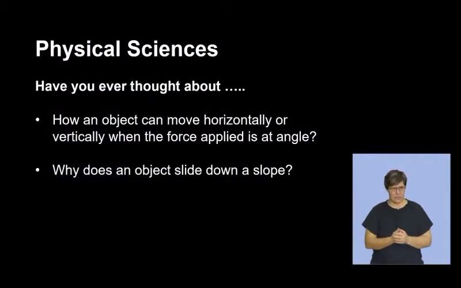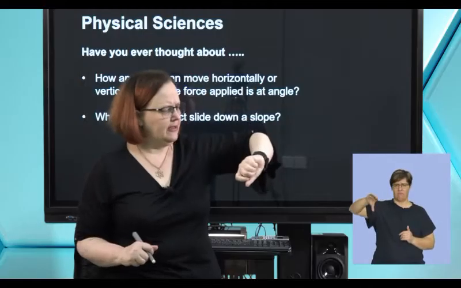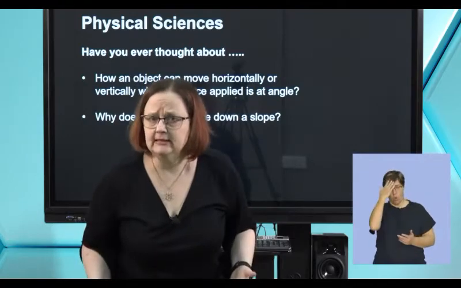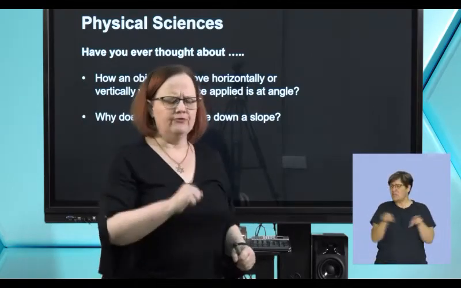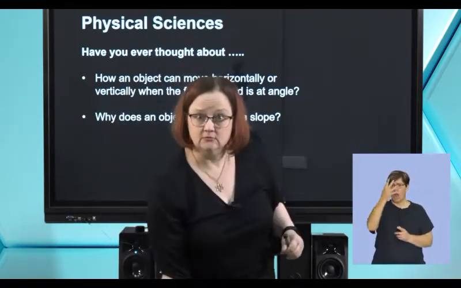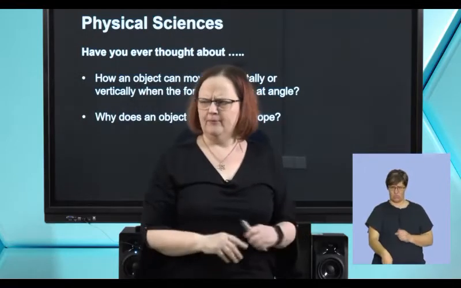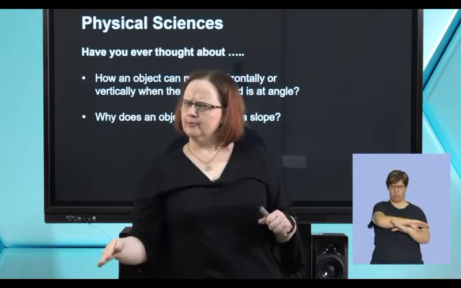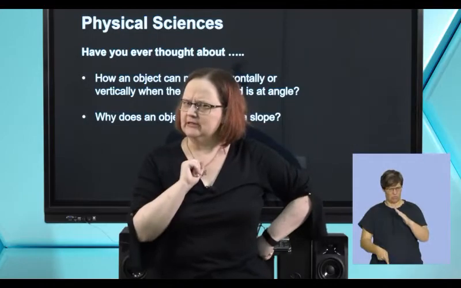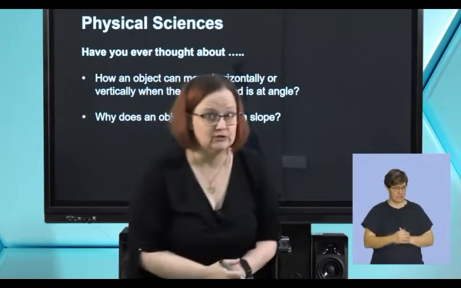And also, why do objects slide down slopes if we just leave them? Okay, we know there's gravity, but we also know that gravity is vertical. So it goes vertically down, but objects will go down a slope. These are things we need to think about. So that's what we're going to do today.